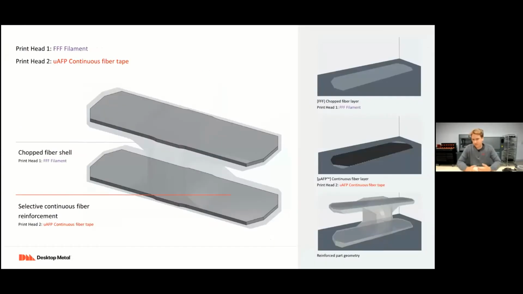So, for example, on this part here, this is a yoke similar to the part that I have with me here, but everything that's kind of ghosted out on this part is going to be printed with that first print head in that FFF filament, and then everything that is, actually those gray slabs would all be printed with that continuous fiber, carbon fiber.